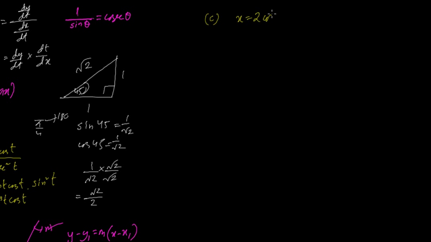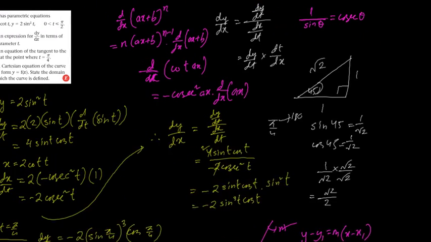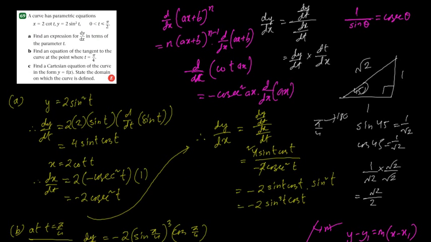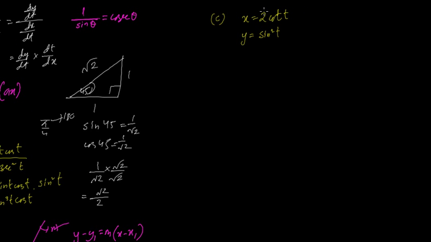X equals 2 cot t, y equals sine squared t. Let me double check. 2 cot t, 2 sine squared t. This is 2 sine squared t. Okay, so from here we get x by 2 equals cot t. We get an expression for cot t, and from here we get y by 2 equals sine squared t. So we have an expression for cot t and an expression for sine squared t.